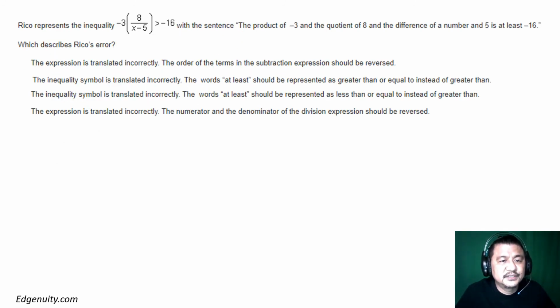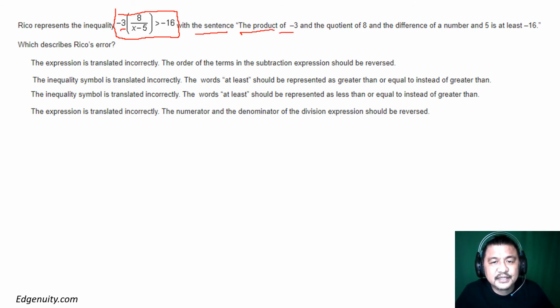Rico represents his inequality. Ooh, very complicated inequality. With the sentence. Okay, let's see. The product, okay, we see the multiplication of negative 3 and the quotient. I could see division here, division there, of 8 and the difference of a number and 5. There, that's the difference of a number and 5. Quotient means divide. Okay.